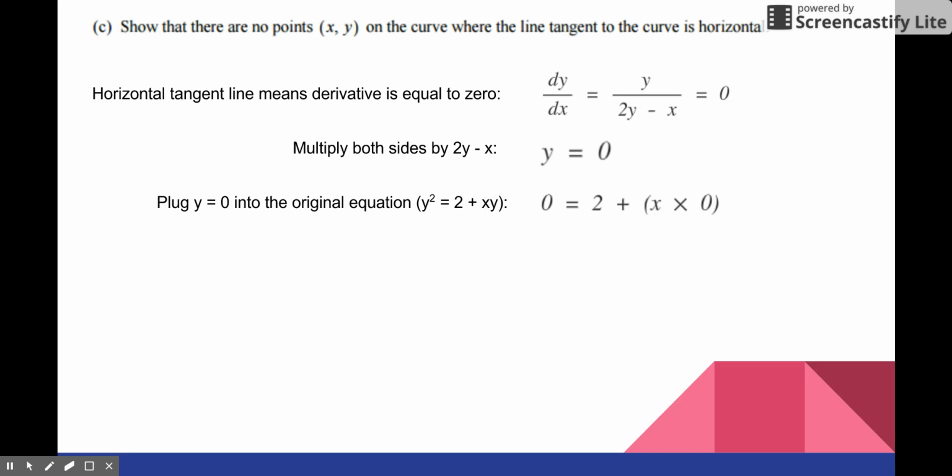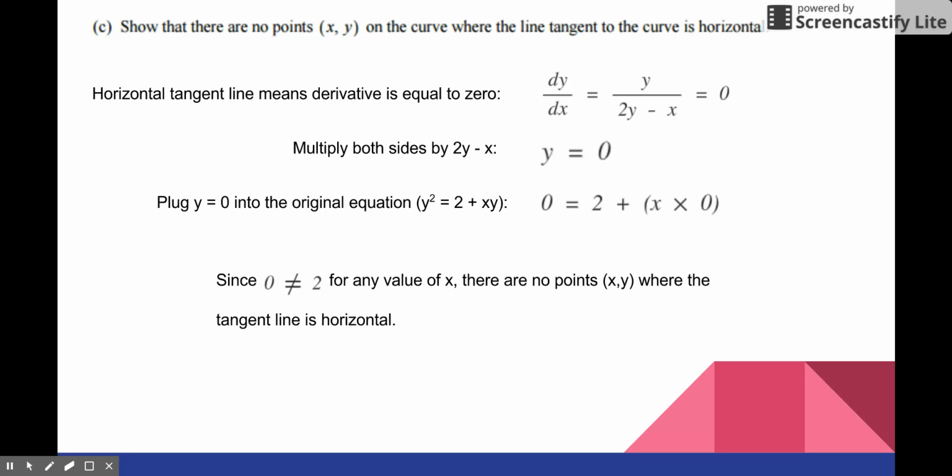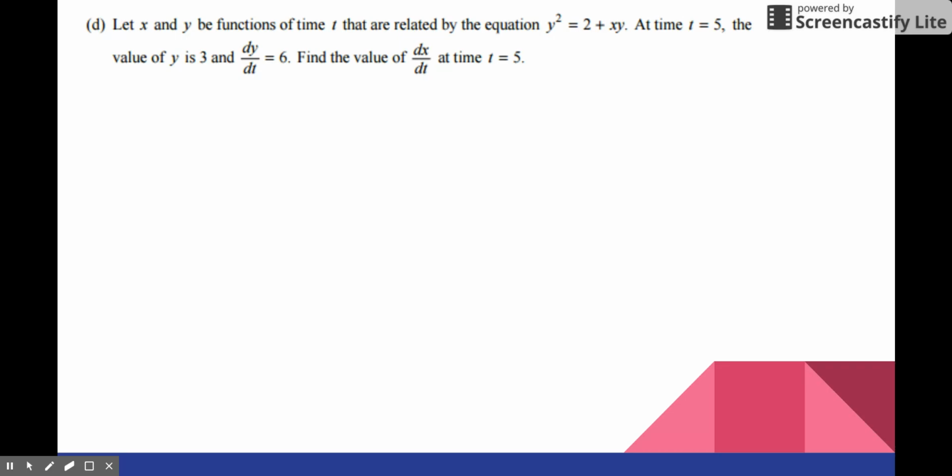And now we're just going to plug y equals 0 back into the original equation, just like we did in the last question, plugging x equals 0 in, now we're plugging y equals 0 in. So 0 is equal to 2 plus x times 0. Now wait a second, 0 is never equal to 2, no matter what x is. So you know that there are no points (x, y) where the tangent line is horizontal.